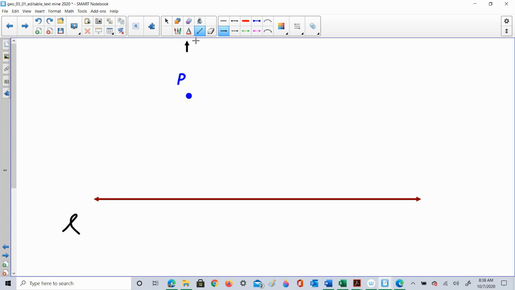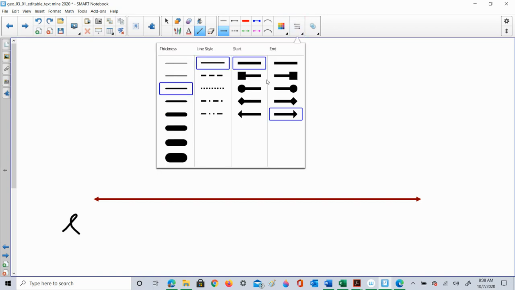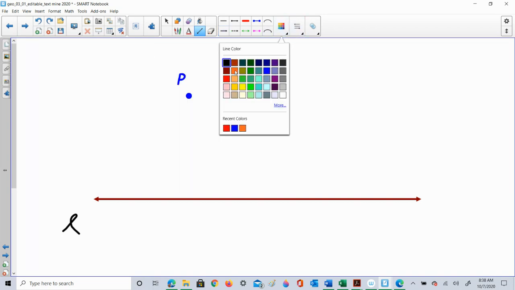Well, it won't let me keep it. All right, I have to do it all over again. Point P, double arrow, and let's go back to orange. All right.